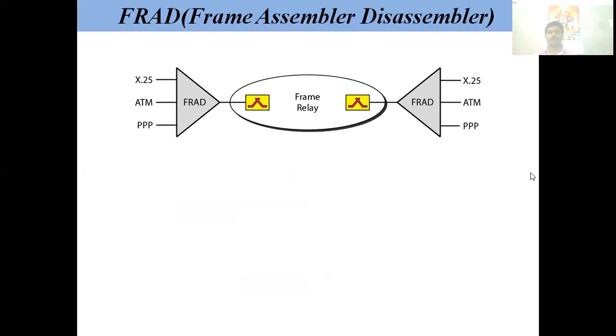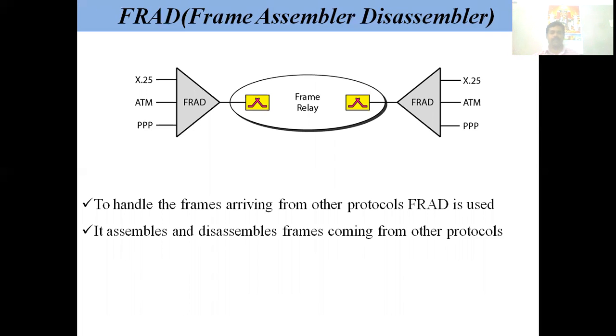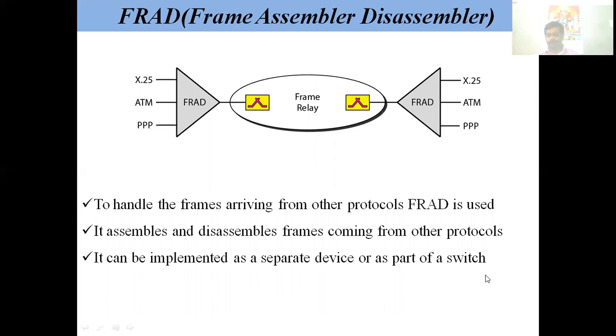Next one is frame assembler and disassembler. This is used to handle the frames that are coming from other protocols like X.25, ATM or point-to-point protocol. It assembles and disassembles frames coming from other protocols. It can be implemented as a separate device or as a part of a switch.